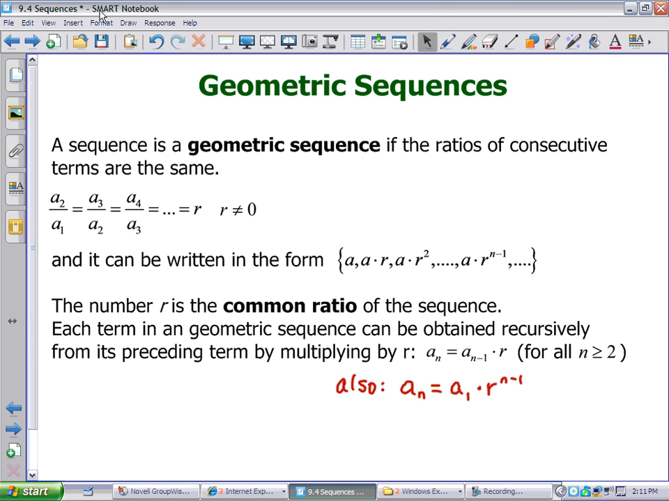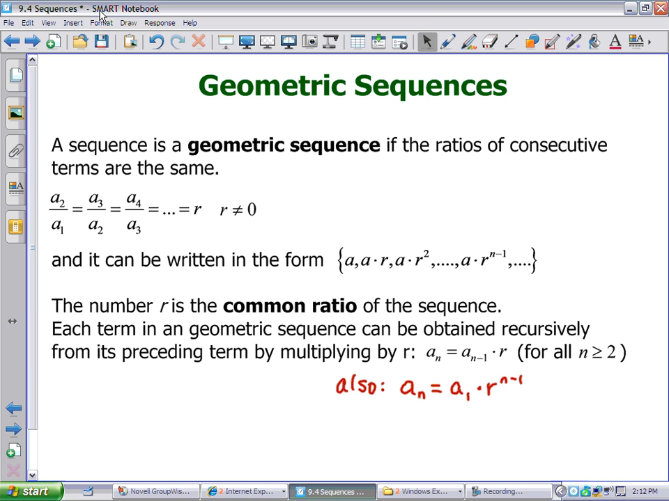This is section 9.4, geometric sequences. They say a sequence is a geometric sequence if the ratios of consecutive terms are the same. If you remember ratios, it's when you're comparing one number to another. And here, with a ratio, they're saying take the following term and divide it by the previous term.